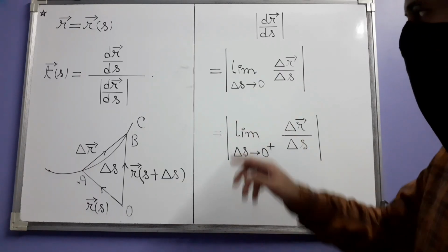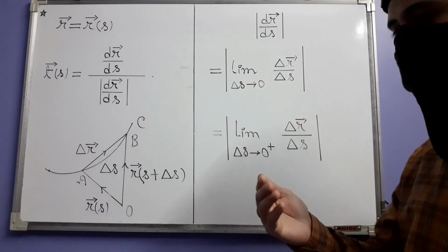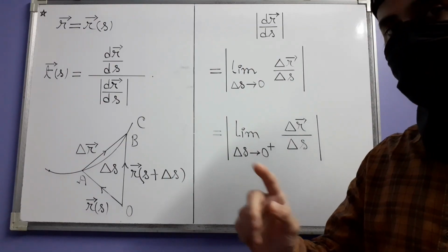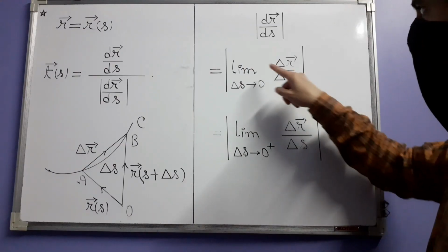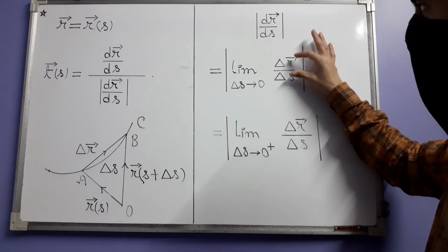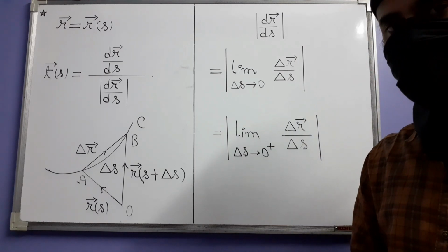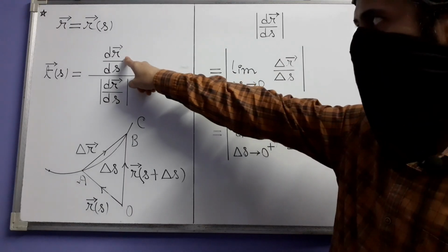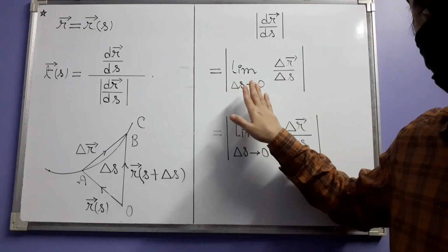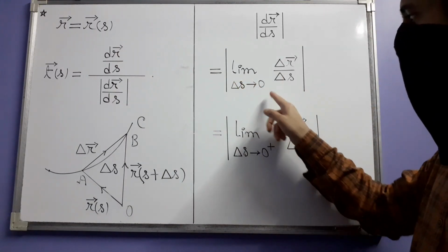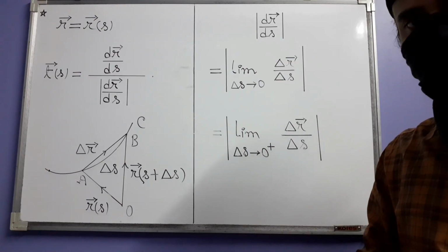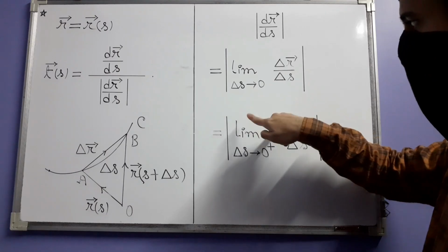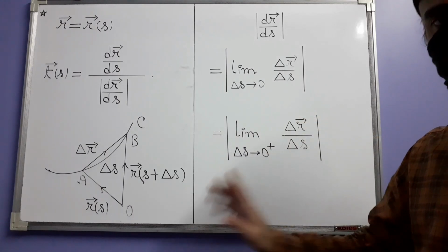Because it is a two-sided limit, delta s will approach 0 from the right side, in that case it is positive, and also from the left side, in that case it is negative. Limit of what? Limit of delta r divided by delta s. But if this limit exists, we are saying that the derivative exists. Then the right hand limit also exists and is equal to this limit. So that is why the magnitude of this is equal to the magnitude of this. This is the right hand limit.